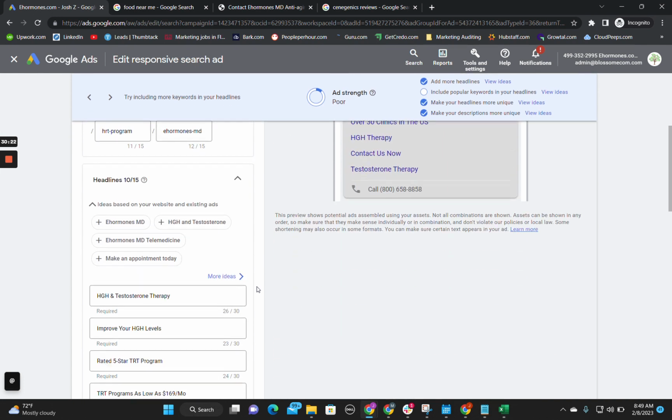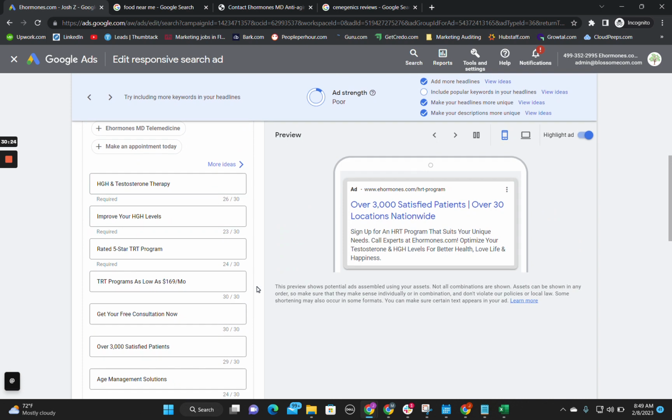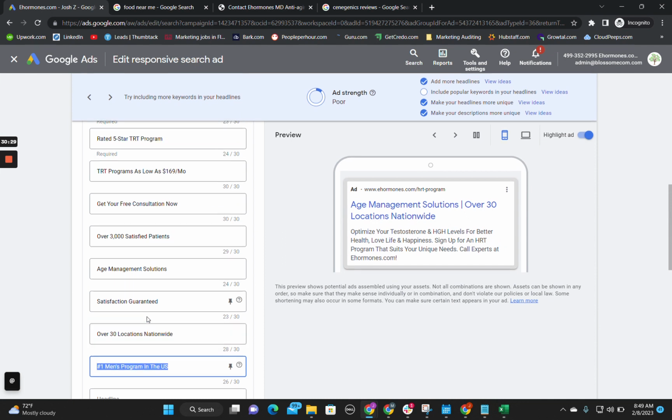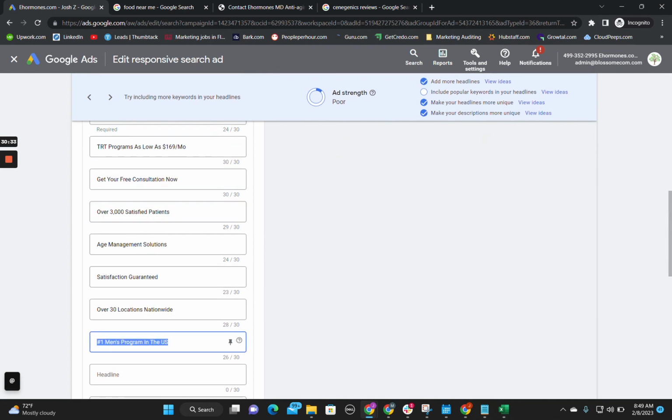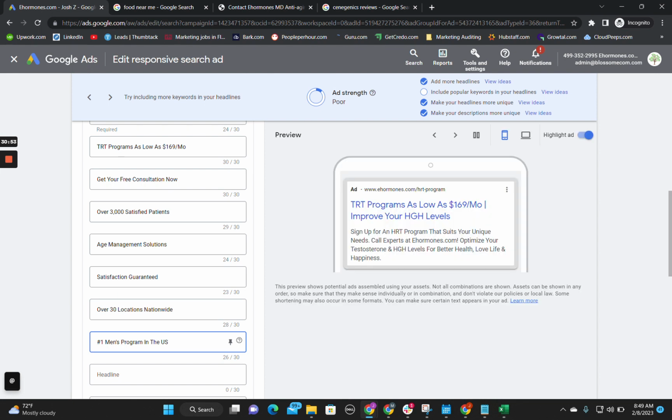Well, what happens if two psychologies overlap on each other, where maybe this one pops up in pin #1 and this one pops up in pin #2? This is an authority or a social proof, and then this one is also a social proof. So this, let's call this one an authority. #1 men's program in the U.S. This is called a pizza shop strategy, because there is no way to prove this. But a lot of people use it because it works really, really well in advertising. This is a social proof.